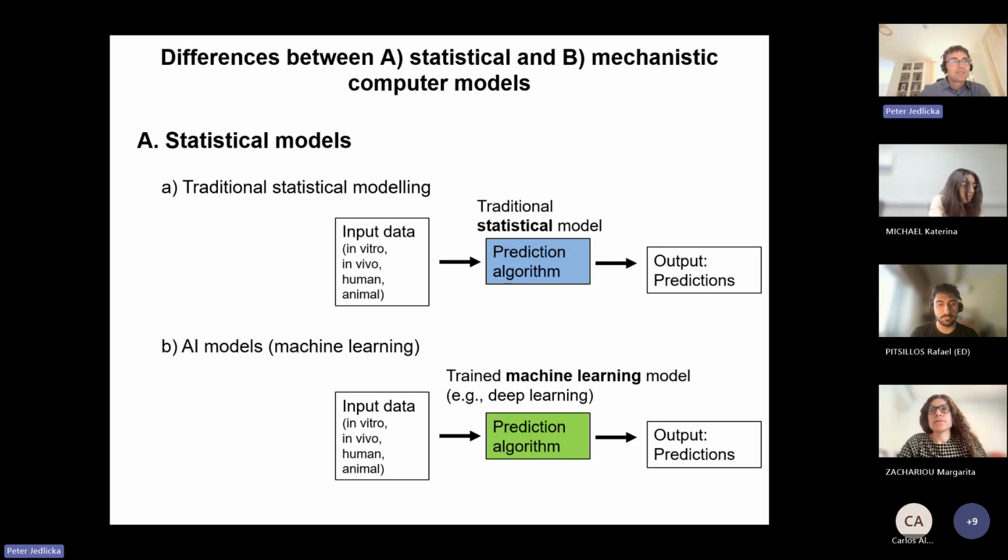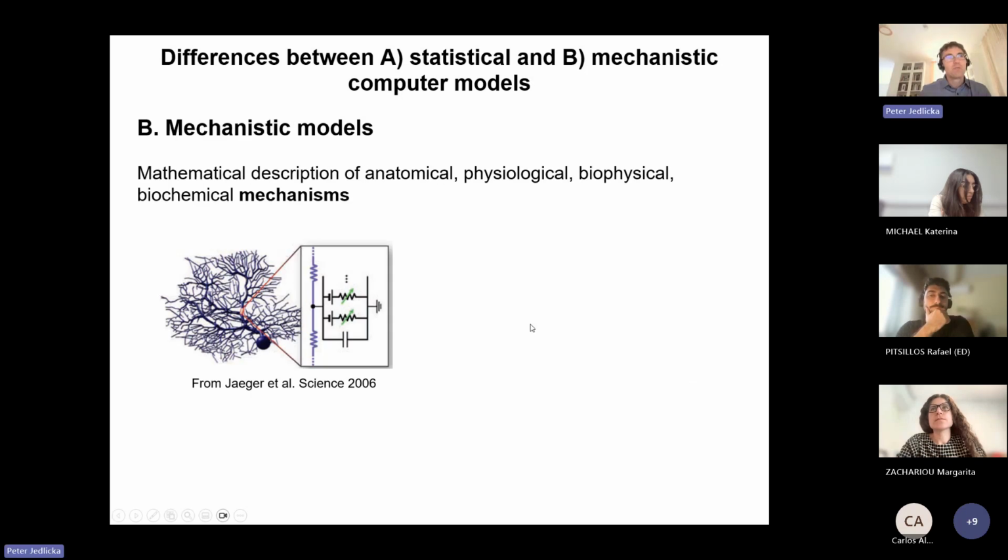But in contrast, and my talk will be mostly about the second kind of models, mechanistic models. They are different because they not only capture statistical patterns in the data, but here we have a bigger ambition because we also want to understand the system. So that's why we then implement in these mechanistic models anatomy, physiology, biophysics, or biochemistry sometimes. And maybe you are familiar with these models.